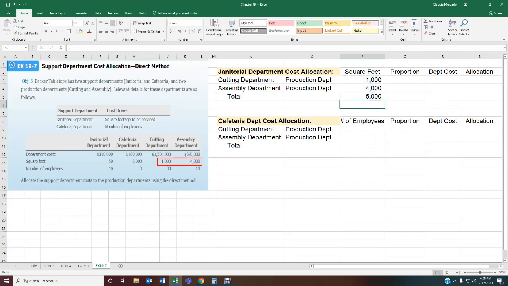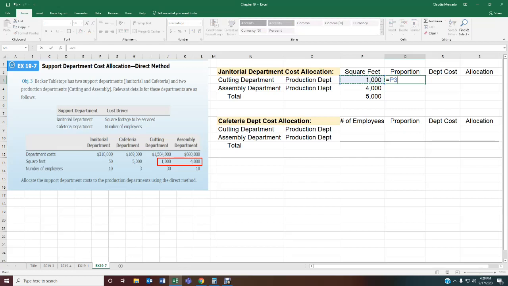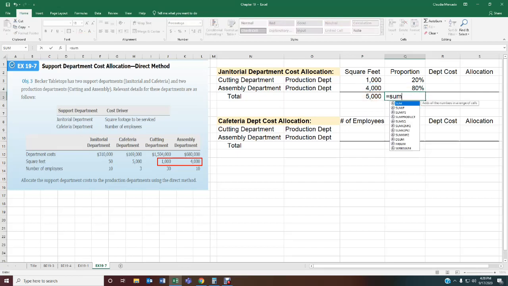Now that we've got our total, I can calculate my proportion, which is going to be the number of square feet for the cutting department divided by the total number of square feet for both production departments, and that's going to give me 20%. We're going to do the same thing for the assembly department. We're going to get our square feet divided by our total square feet. That's going to give me 80%.